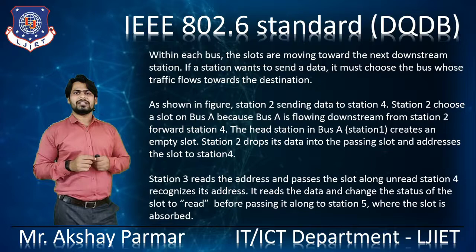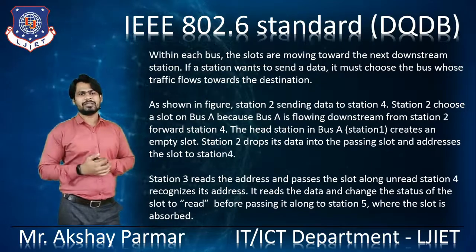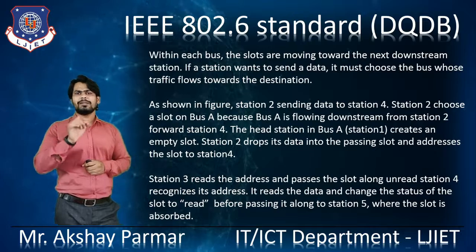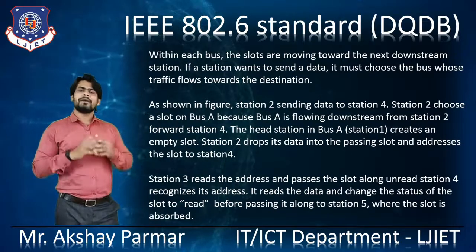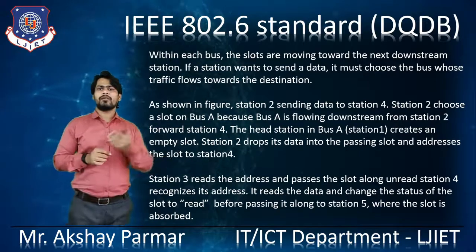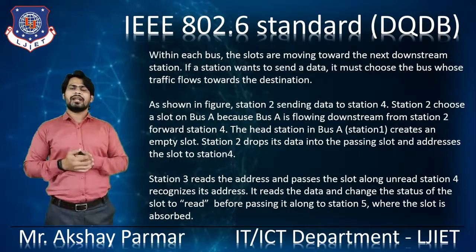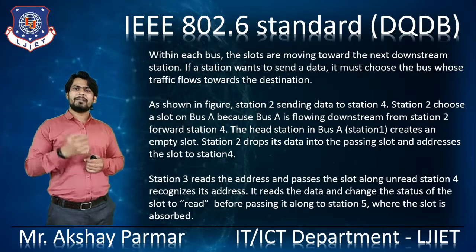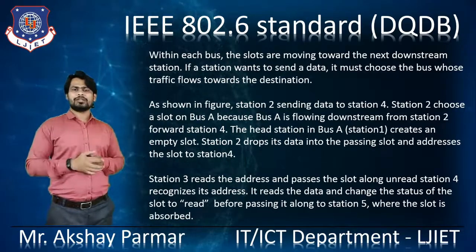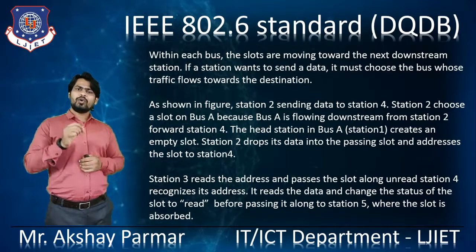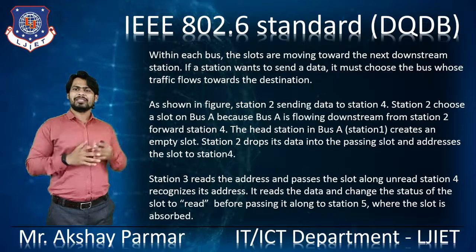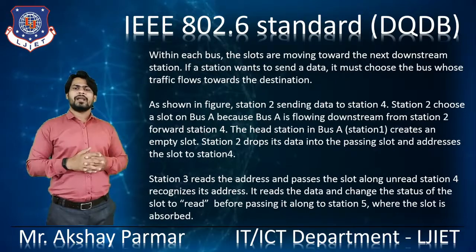As shown in the figure, station 2 is sending data to station 4. Station 2 chooses the slot on bus A because bus A flows downstream from station 2 toward station 4, right? The head station in bus A, station 1, creates an empty slot, right? Station 2 drops its data into that passing slot and addresses the slot to station 4, right?